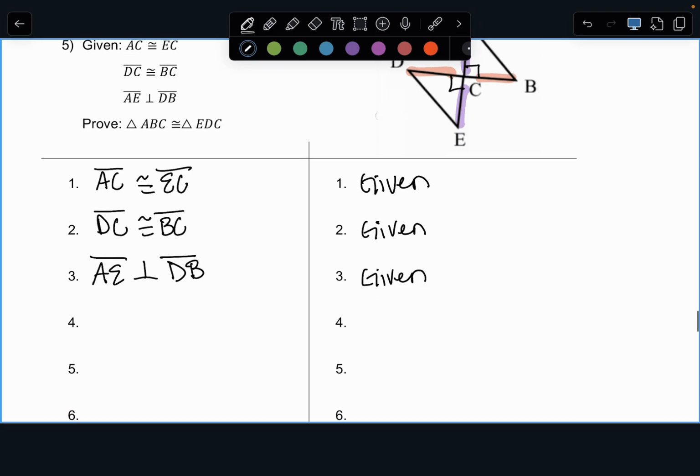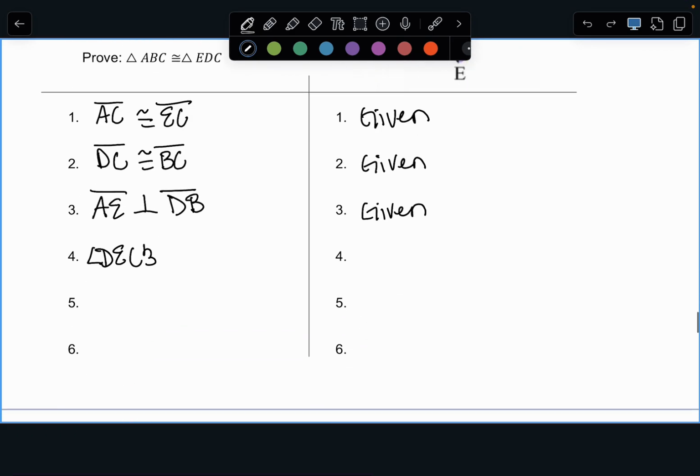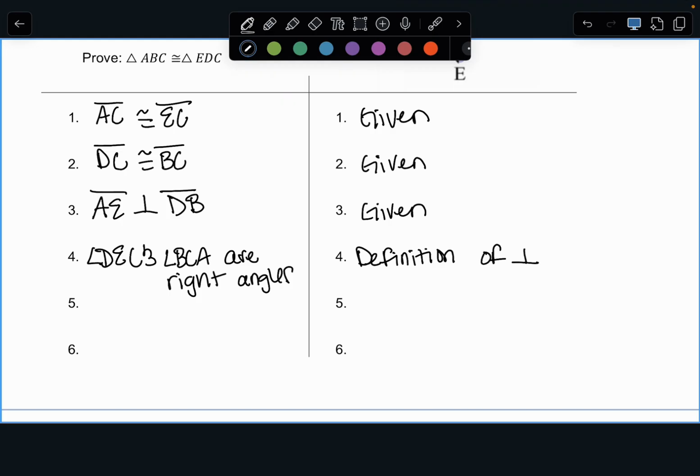We know that those angles were right angles, so angle DCE and BCA are right angles. You just have to write it down. Because the definition of perpendicular doesn't say that it gives you 2 congruent angles. It says you get 2 right angles. So by the definition of perpendicular lines create 2 right angles. So we have 2 right angles.